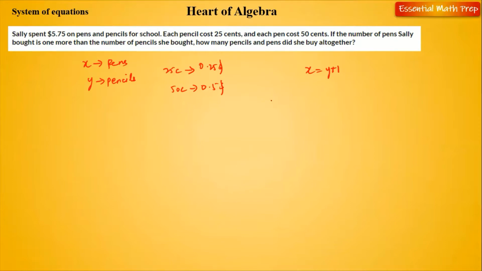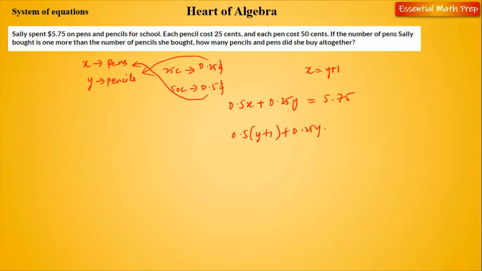And let's do the 0.25. The dollar here corresponds to pencil, which is Y. Keep in mind, this is Y, this is X. So 0.25Y and 0.5X, that corresponds to pen. That's equal to 5.75, which is the total cost. Again, we know X is Y plus one, so we can substitute: 0.5 times (Y plus one) plus 0.25Y equals 5.75. You see, this is the same concept, but you see how subtly different it is as well.